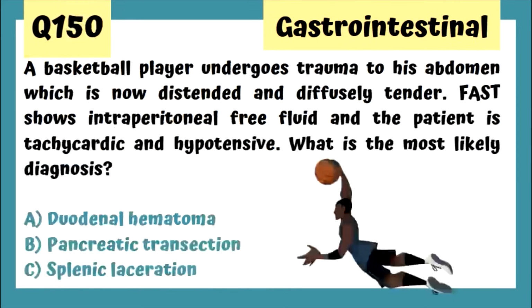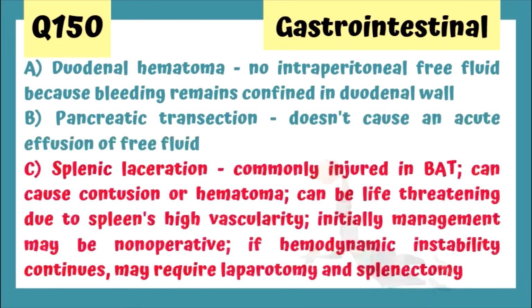Question 150. A basketball player undergoes trauma to his abdomen, which is now distended and diffusely tender. FAST shows intraperitoneal free fluid, and the patient is tachycardic and hypotensive. So there's free fluid. What's the diagnosis? Duodenal hematoma wouldn't lead to free fluid. Pancreatic transection wouldn't really. It's a splenic laceration that's highly vascularized, therefore it could lead to hemorrhage, and a person will become hypotensive.